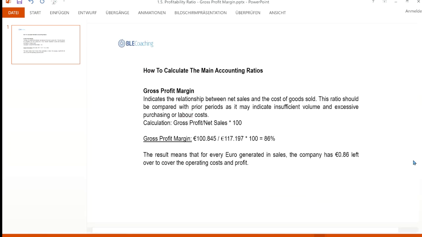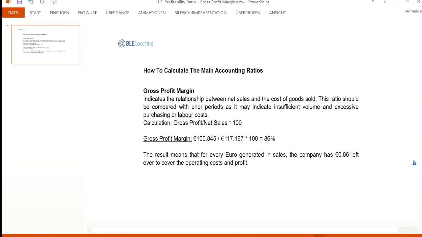The second analysis on the profitability ratios is the gross profit margin. This ratio indicates the relationship between net sales and the cost of goods sold. This ratio should actually be compared with prior periods, as it may indicate insufficient volume and excessive purchasing or labor cost. So to calculate this, you take gross profit divided by net sales multiplied by 100.